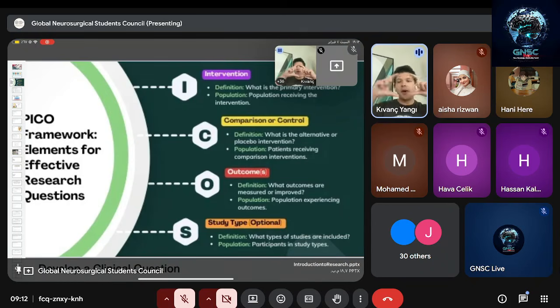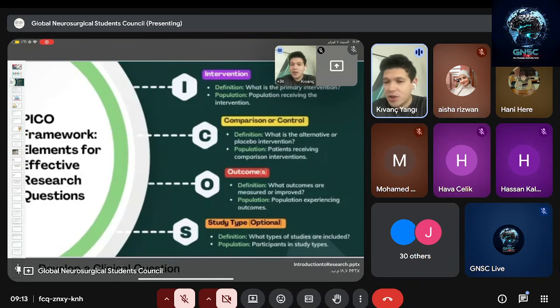Then you can formulate your PICO question as, is gamma knife radiosurgery more effective than conservative management options in patients with cerebral cavernous malformations, in terms of preventing the bleeding or rebleeding risk? This is a formulated PICO question, for example, okay?